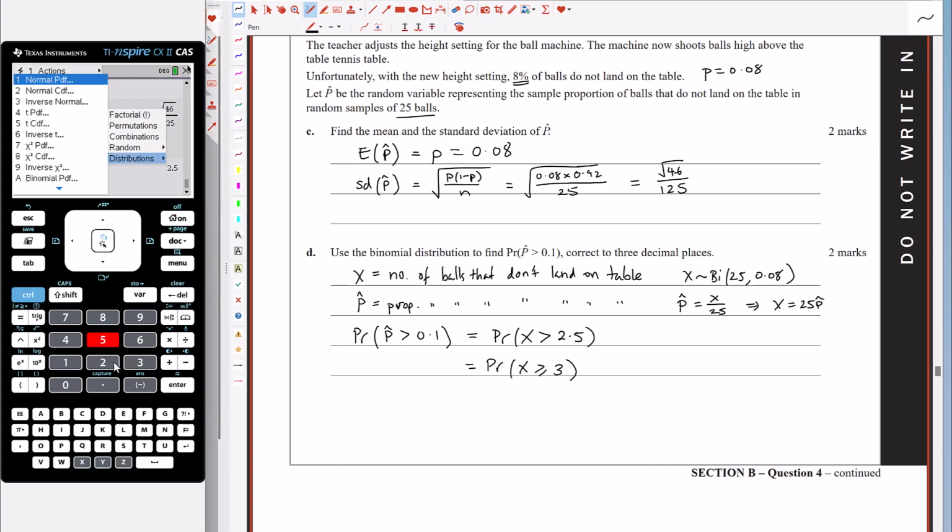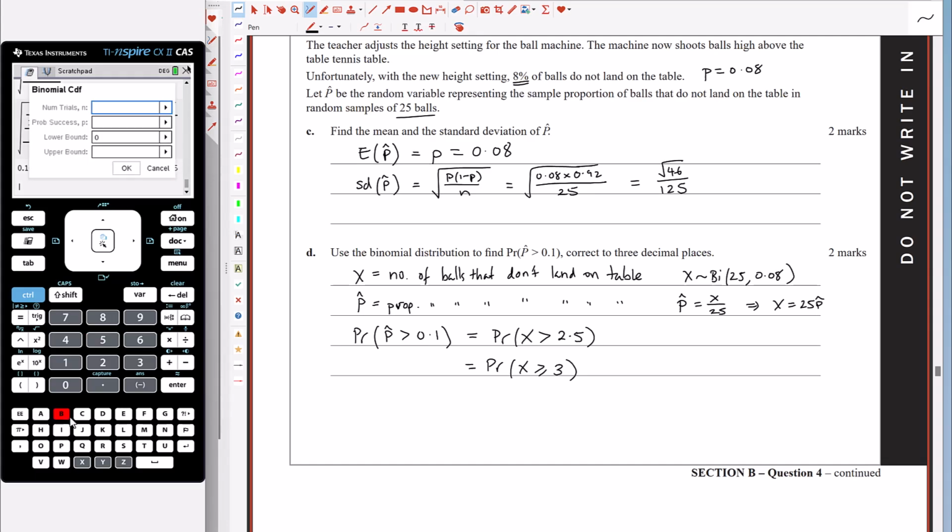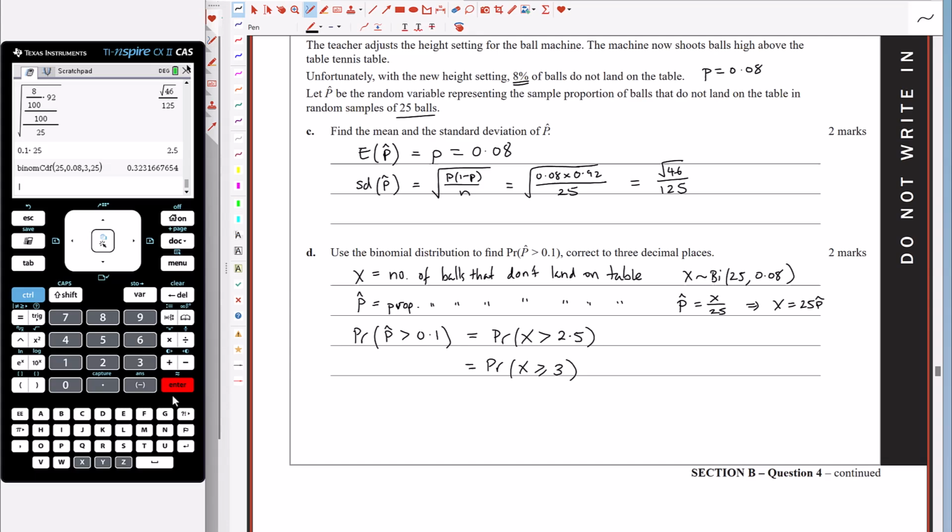So it's menu 55B for a binomial CDF. Number of trials is 25. Probability of success is 0.08. And lower bound is 3 and upper bound is 25. Okay, so that is 3 decimal places, 0.323. So there's a roughly 32% chance that more than 10% of the balls won't land on the table, which is equivalent to saying greater than or equal to 3 balls won't land on the table.